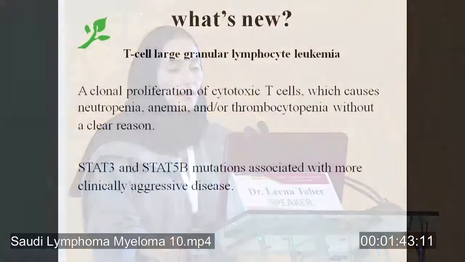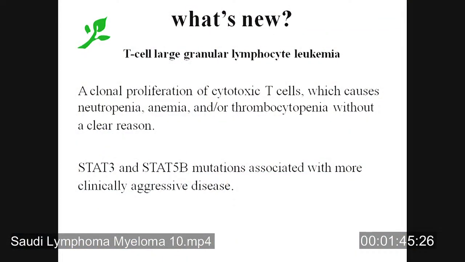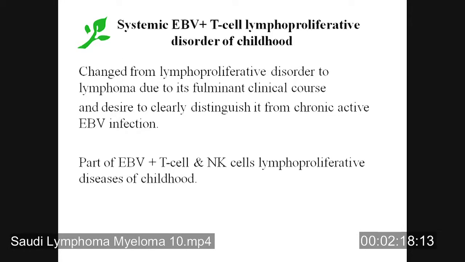First, we have the T-cell large granular lymphocyte leukemia. It's a very rare leukemia with a clonal proliferation of cytotoxic T-cells. The most important thing in this chapter is that STAT3 and STAT5B mutations are associated with an aggressive disease. As we know, we are developing more genetic profiling now that can help in targeted therapy. So it's very important to know which has a better or worse prognosis for the patient.